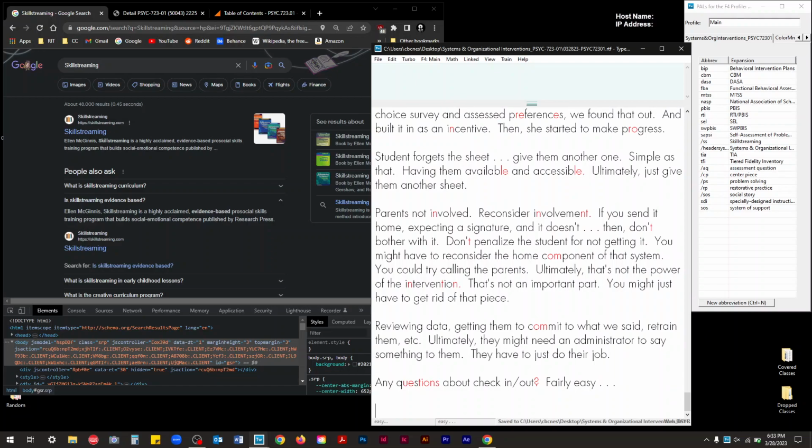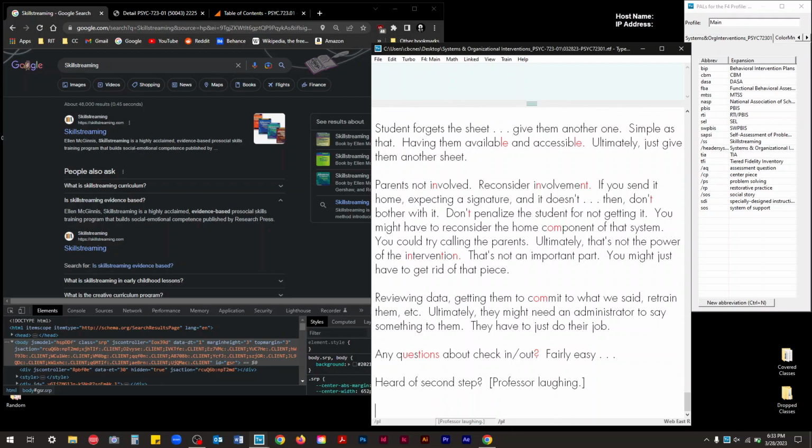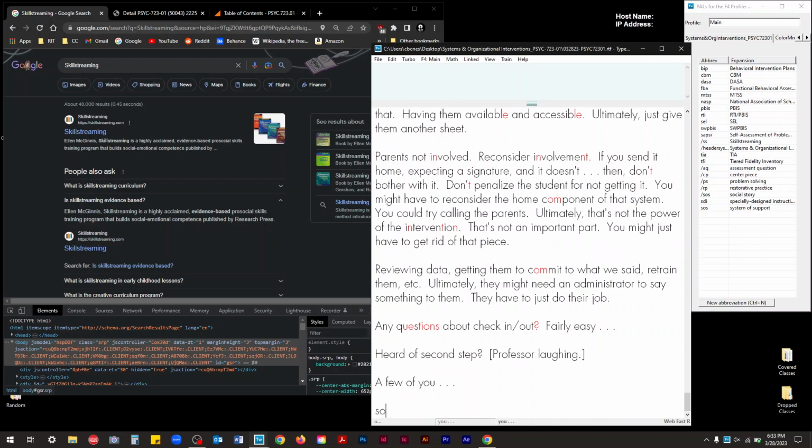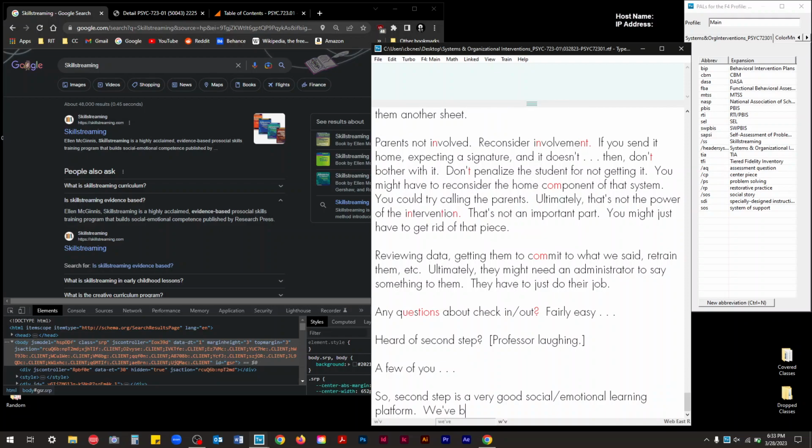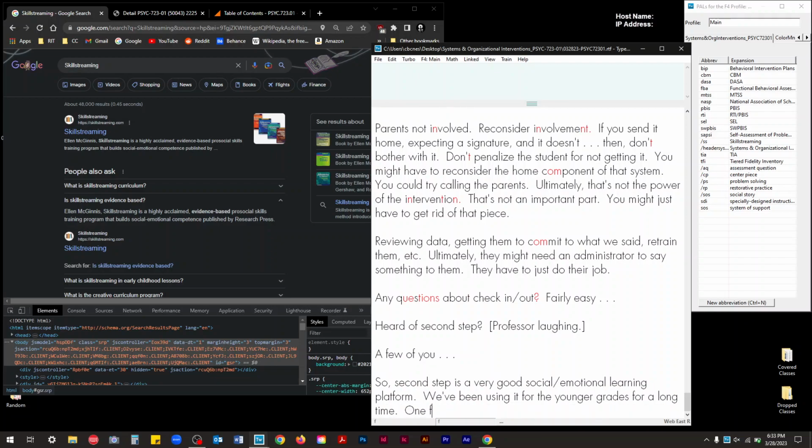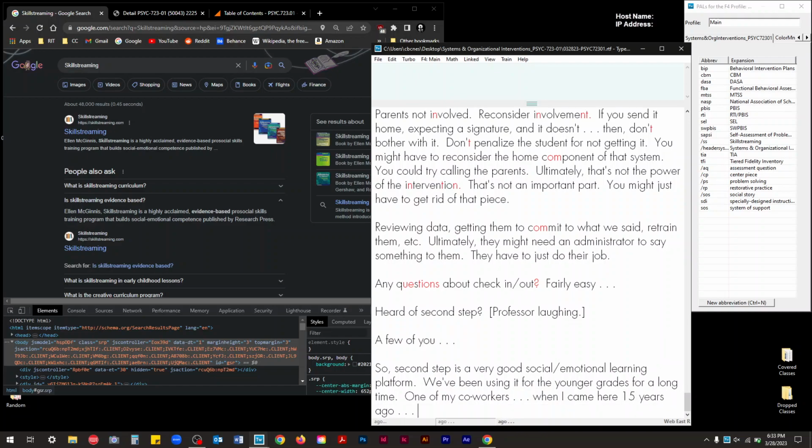Who's heard of Second Step? A couple of you. Second Step is a really good social emotional learning platform. We have been using it for the younger grades for a long time. In fact, one of my coworkers said that when she first came here 15 years ago, she was the one implementing Second Step when we had the books and the posters and the puppets and things like that. Now there's a digital platform.